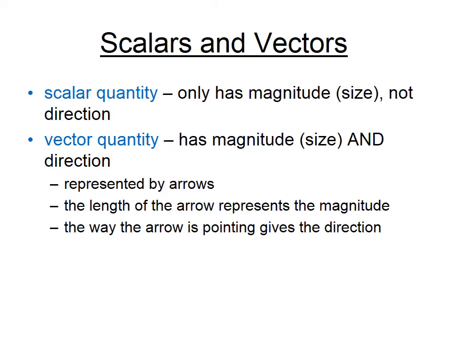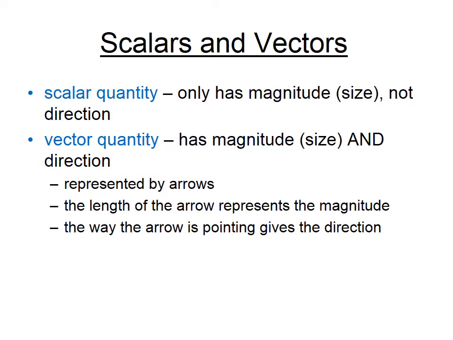I also want to define scalars and vectors. A scalar quantity is a quantity that only has magnitude, or a size, but no direction. In physics, we define a quantity as anything we can count or measure. So examples of quantities are things like the length of a pencil or the number of classrooms at Franklin High School. So we're going to learn a lot of quantities in physics this year.